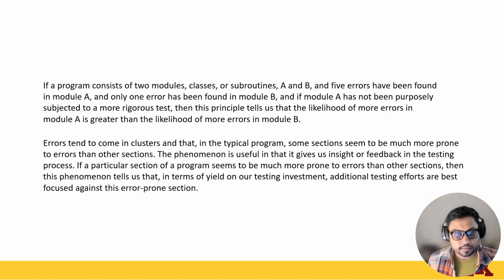As we are discussing that example of finding errors based on previously found errors in two different modules, let's talk in detail about that situation. If a program consists of two modules, classes or subroutines A and B, and 5 errors have been found in module A and only 1 error has been found in module B, and if module A has not been purposely subjected to a more rigorous test, then this principle tells us that the likelihood of more errors in module A is greater than the likelihood of more errors in module B.